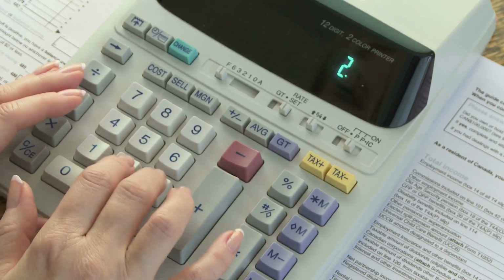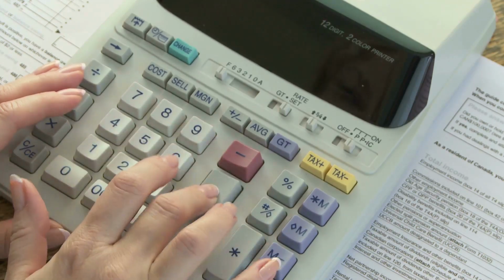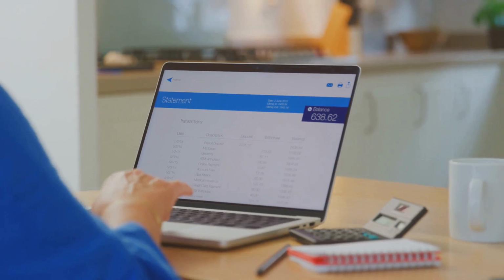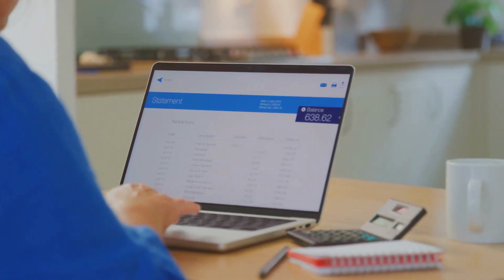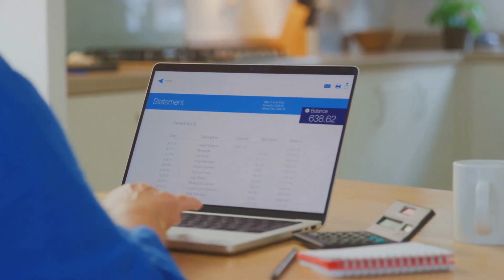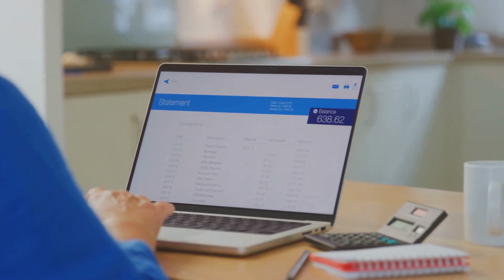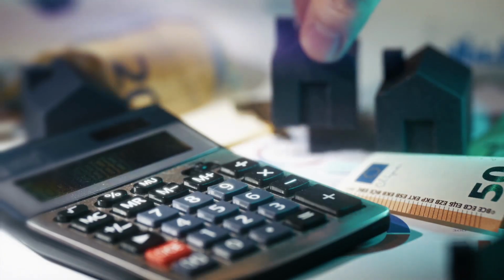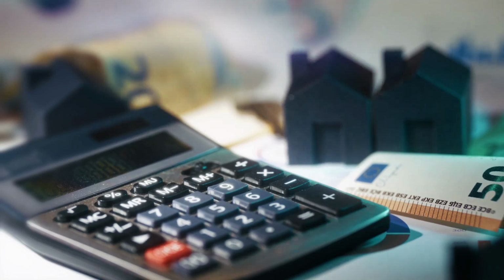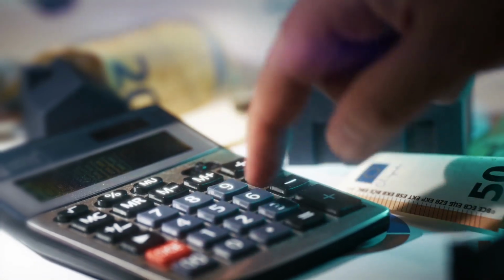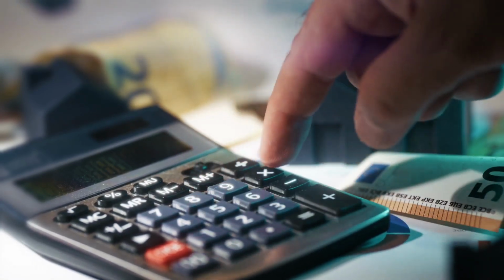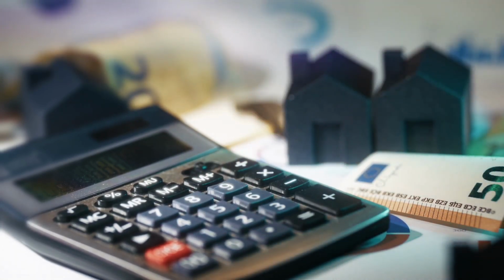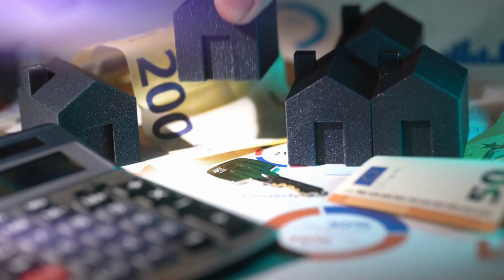Now calculate cash flow: income minus expenses. For our example, $2,500 income minus $1,144 expenses equals $1,356 net operating income. Subtract your mortgage, say $950/month, and you're left with $406 monthly cash flow, or $4,872 per year. Next, cash-on-cash return.